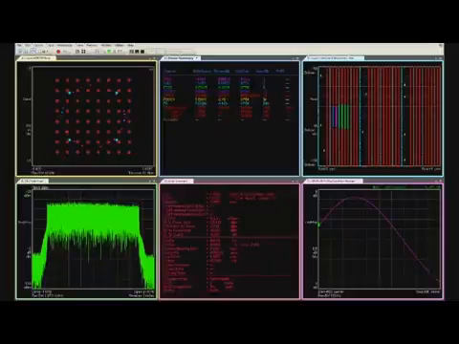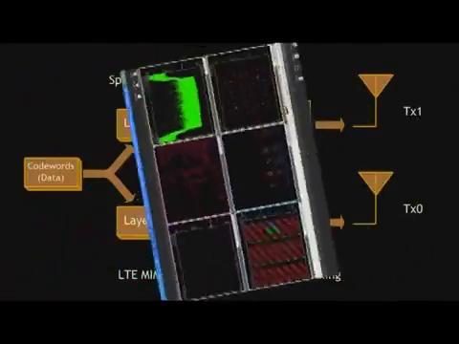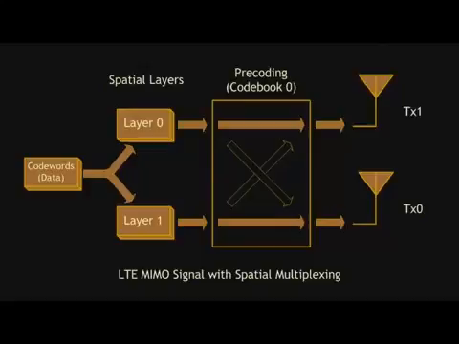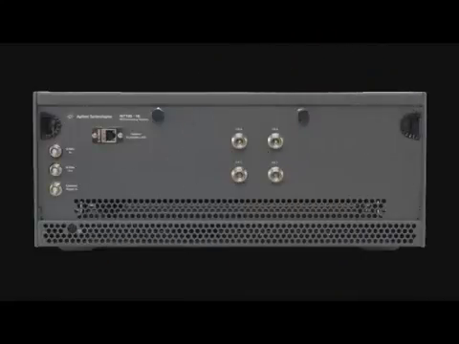This concludes our demonstration of LTE MIMO signal analysis with the N7100 multi-channel signal analysis platform.